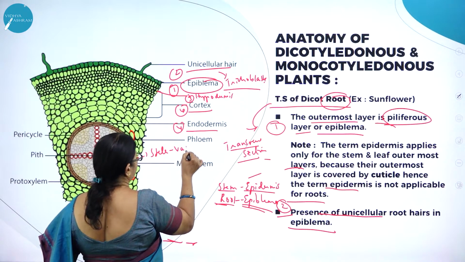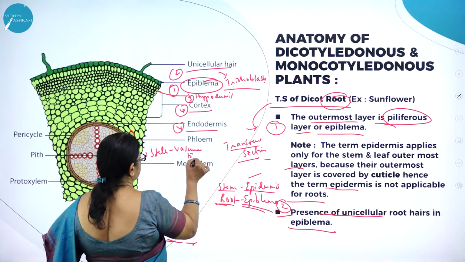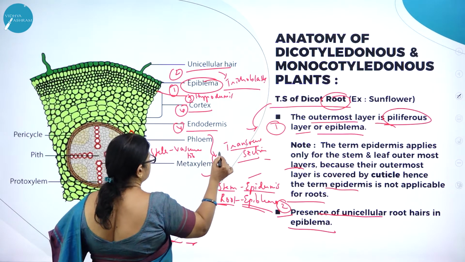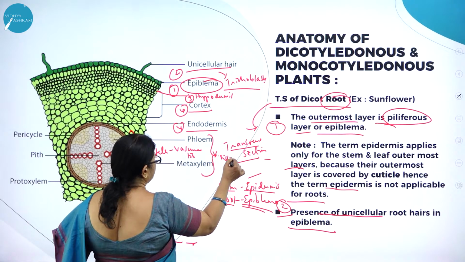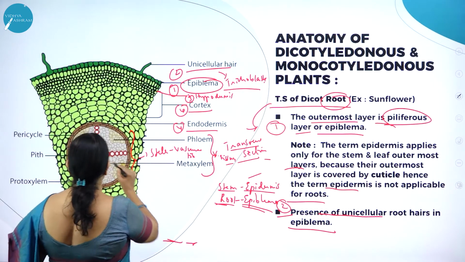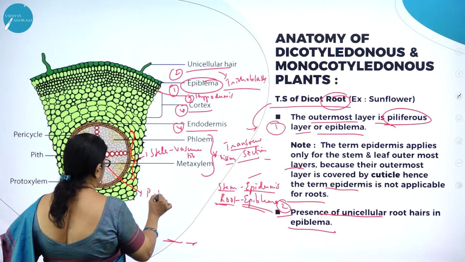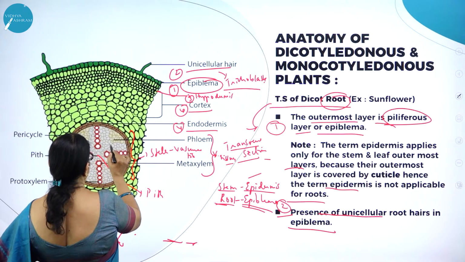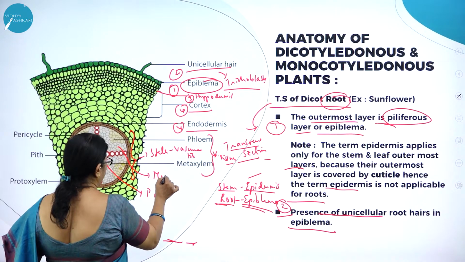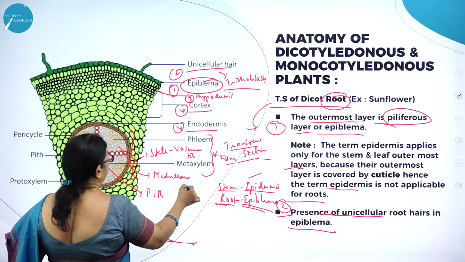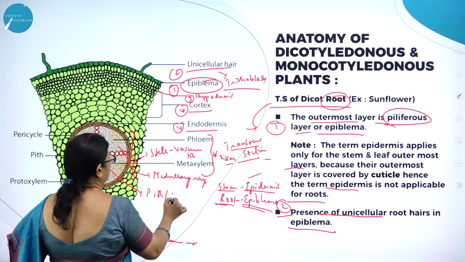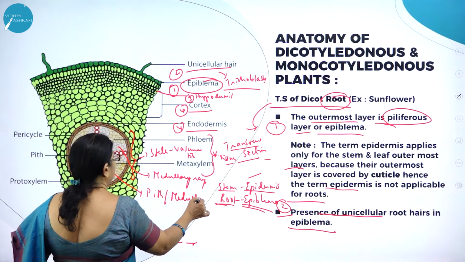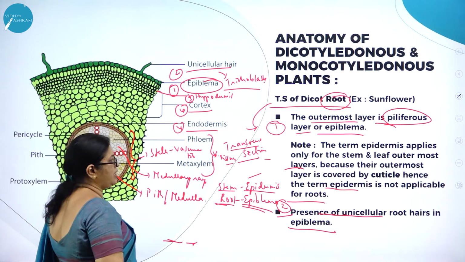Stele comprises what? Vascular tissues. Namely, these two are called vascular tissues. And here you can see this is called pith. And can you see this? This is called the medullary rays. Pith, or you can also use the word medulla.